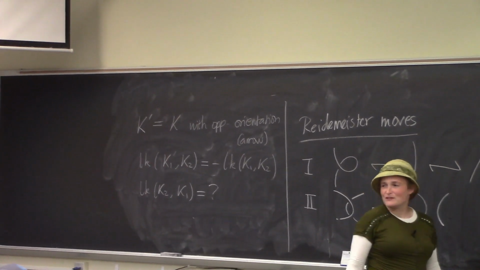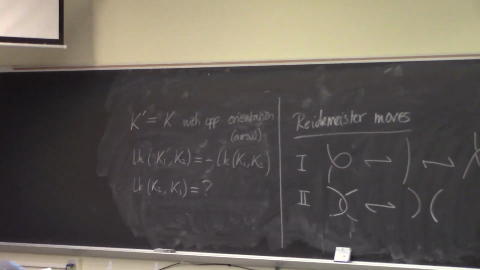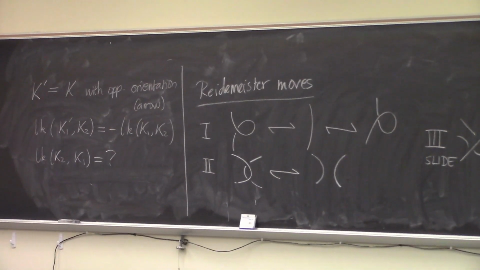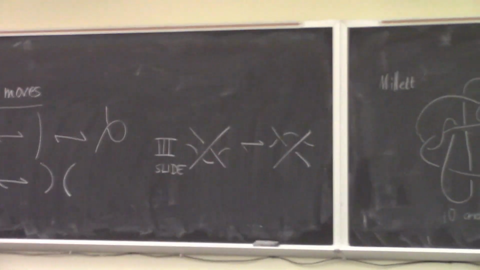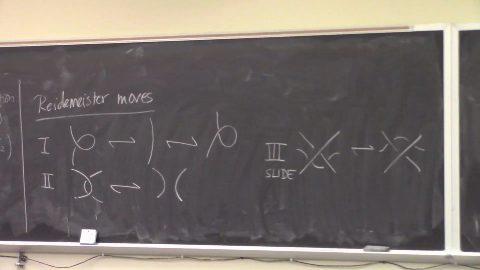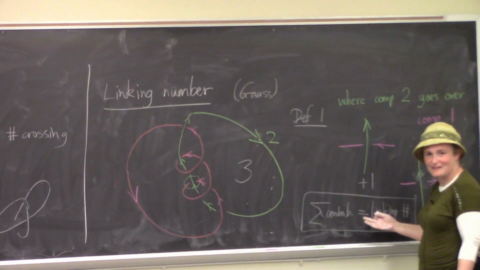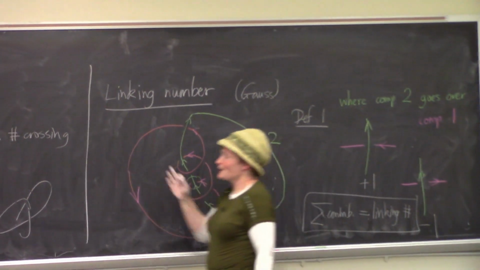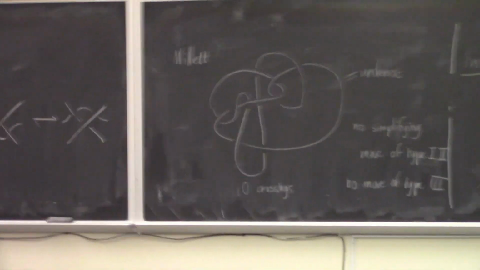Okay, so I've written out a definition, but I could have written all sorts of things. I could have written, for example, that I'm only going to count when component 2 goes over component 1, and say component 1 goes from right to left. I won't count these at all. Would that be a viable thing to do? Well, of course I can write all sorts of things, but I have to check it's invariant. How do we check it's invariant? Well, we check that under the Reidemeister moves, it's unchanged.